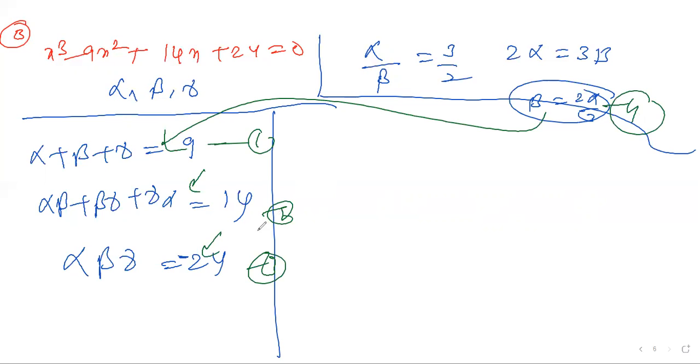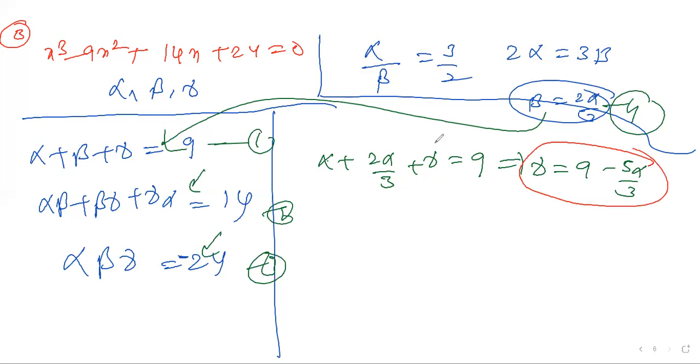If you substitute in the first case, what are you going to get? Beta is equal to 2 alpha by 3, right? Alpha plus 2 alpha by 3 plus gamma is equal to 9. After you simplify, please find gamma is equal to what? I can write gamma is equal to 9 minus 5 alpha by 3. After simplifying, send it to the right side. This you can write as equation number 5.